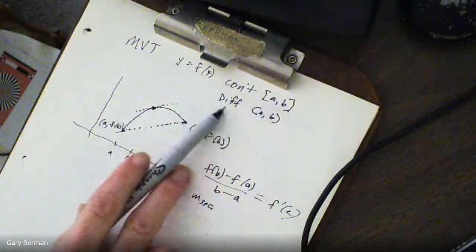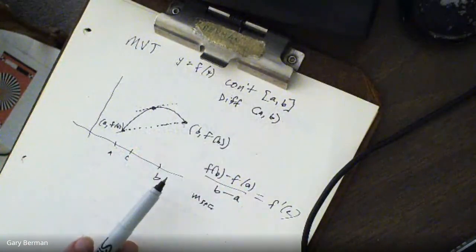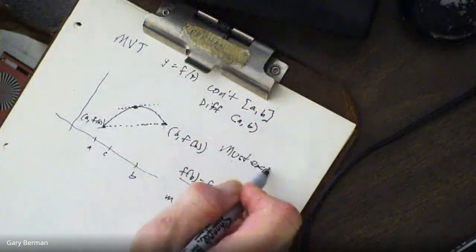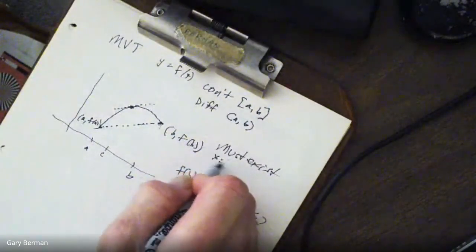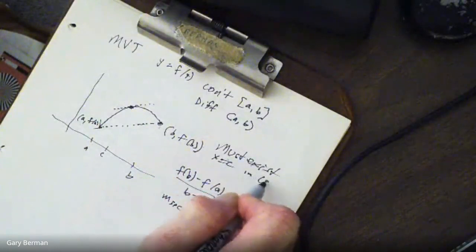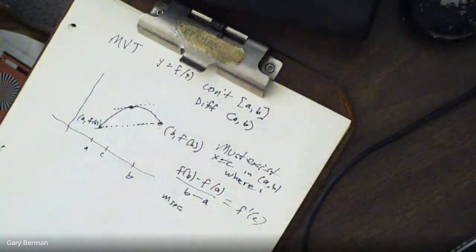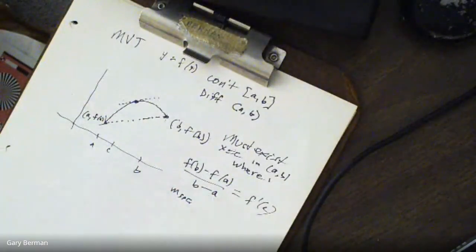It's continuous on the closed interval, differentiable on the open interval. We get the following is true. So there must exist a point x equals c in the interval (a, b) where the following algebraic statement is true. f(b) minus f(a) over b minus a is equal to the derivative at that point c. There must be some place between a and b where the derivative is equal to the slope of that line. We're all in agreement with that.